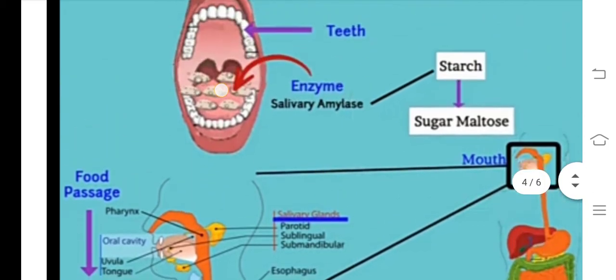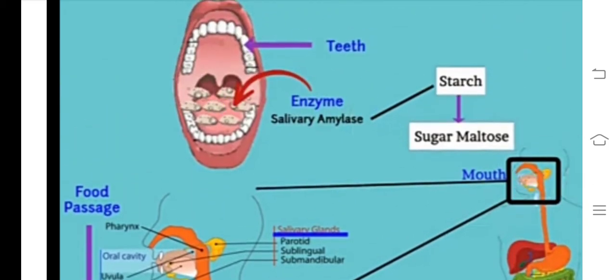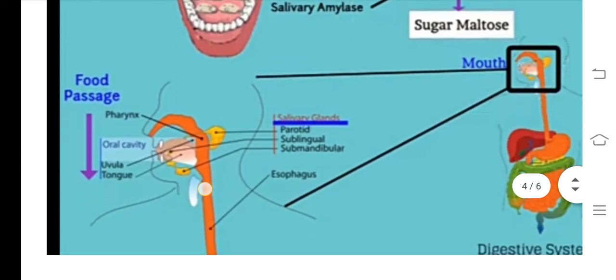So, mechanical digestion takes place in the mouth itself, I told you. Semi digestion. The digestion started in the mouth itself. Clear? That is bolus, children. What is the function of the esophagus? It carries bolus to the stomach.